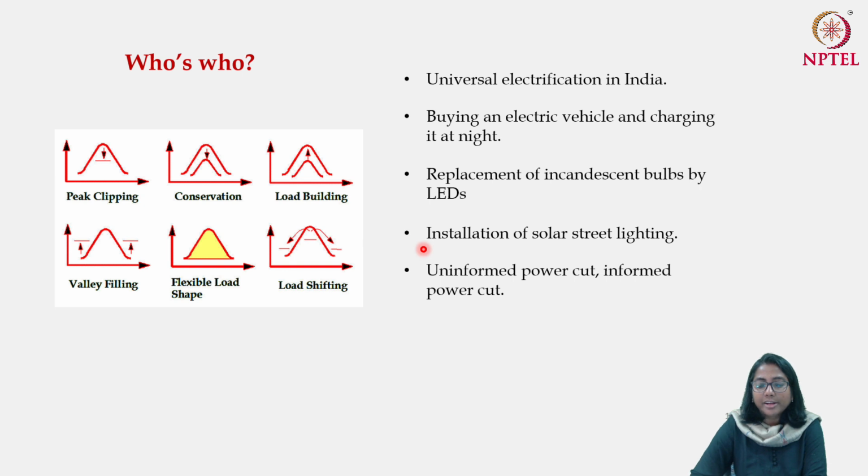The next one is uninformed power cut and informed power cut. So I have deliberately kept two options. One is uninformed power cut and the other one is informed. Now see, let us take an example of uninformed power cut. Suppose you take your dinner at 8:30 p.m. and there is a sudden power cut at 8 p.m. which continues till 9:30. Now you had no prior information about this power cut. What do you do? You are forced to eat the cold food, right? If that happens during your peak demand period, then you may suggest that this is an activity which is leading to peak clipping because your energy demand in the peak period has been forced to come down.